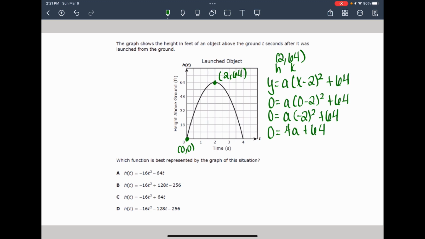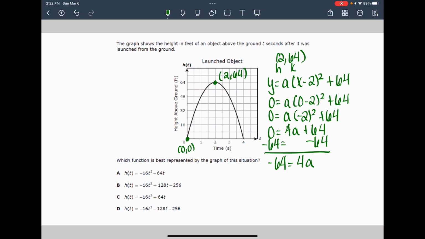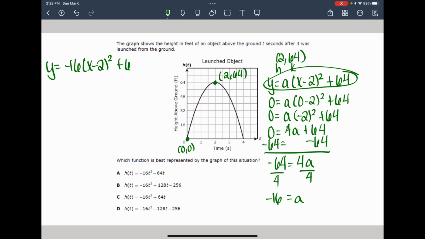So now I need to solve for a, so I subtract 64 from both sides. And then I have negative 64 equals 4a. So now I need to divide both sides by 4, and that gives me a equals negative 64 divided by 4, which is negative 16. So now I'm going to go back to this equation and plug in that negative 16. So I get y equals negative 16 times (x minus 2) squared plus 64.